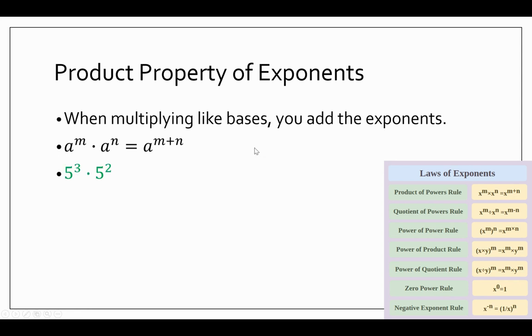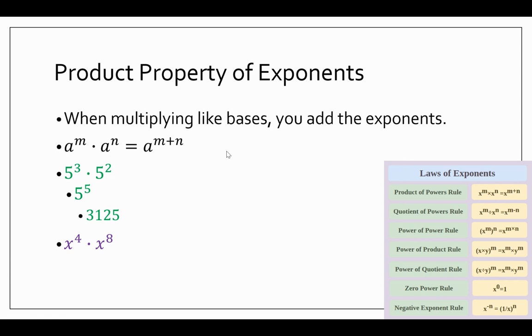Here's an example with real numbers. Same base, they're both 5s. We have 5 cubed times 5 squared. You can really think of that as 5 times 5 times 5 times 5 times 5, which is 5 to the 5th. And when we simplify that or work it all the way down, we get 3,125. So that is the product property of exponents.